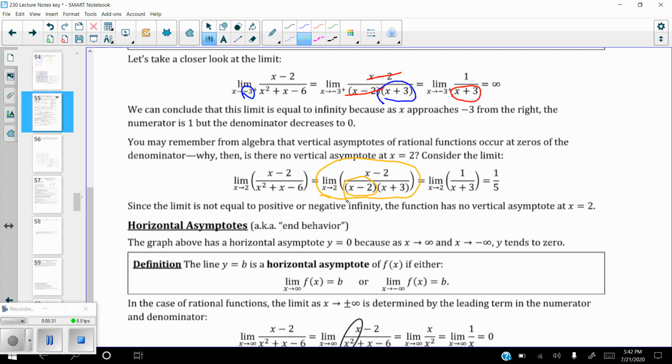Well, again, we haven't simplified this all the way yet. Once we get rid of these x minus 2's, then I don't have that x minus 2 anymore that's going to give me the 0 in the denominator. And when I plug 2 into here, as x approaches 2 now, the denominator approaches 5, so the limit approaches 1/5. So one of the key takeaways there is you must simplify algebraically first.